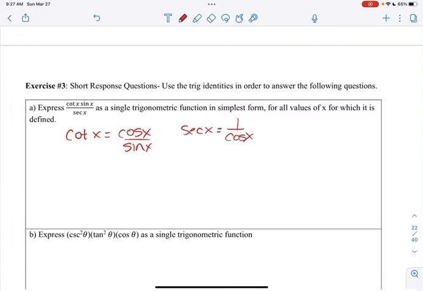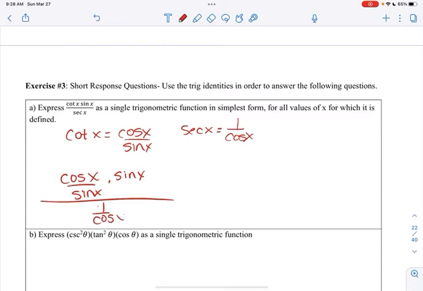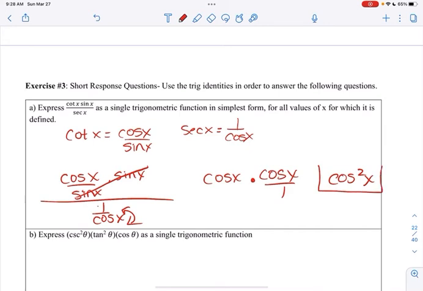So instead of writing cotangent, I'm writing cosine over sine. Sine is up there already, so I didn't do anything with that. Over secant, which is 1 over cosine. So these cancel, and I just have cosine of x. I'm going to change to multiplication and flip this second fraction, right? This one's got to get flipped. So that's just going to be cosine squared of x.